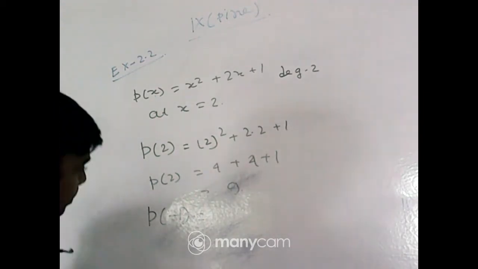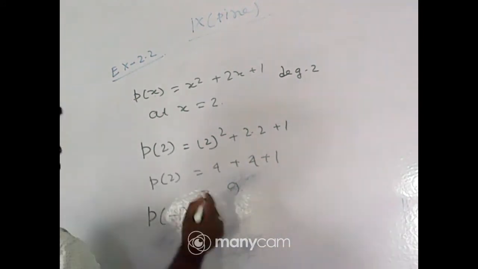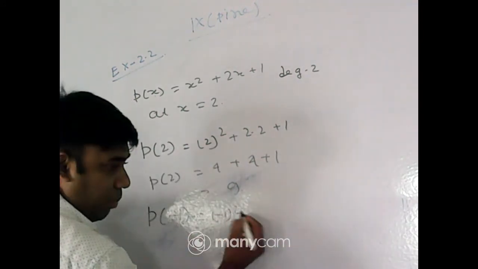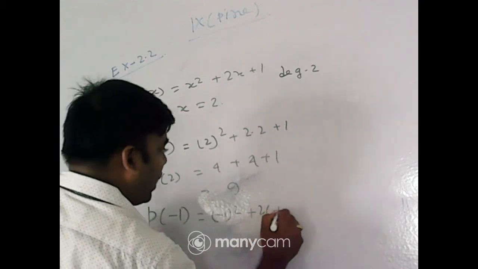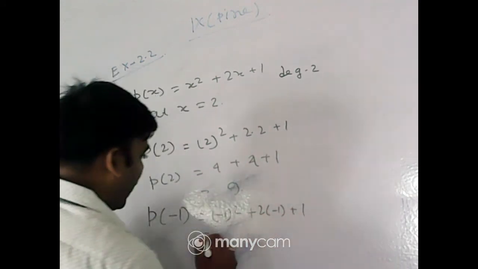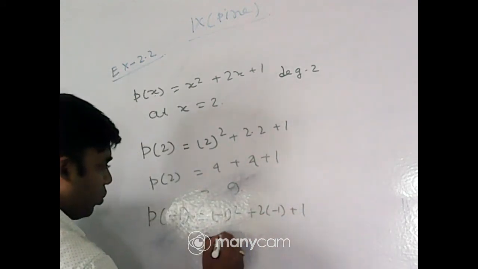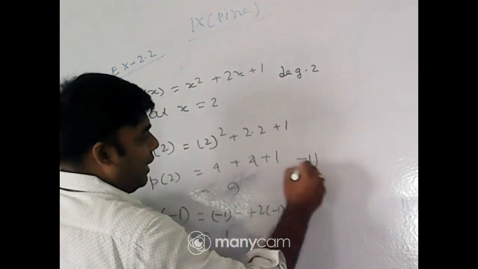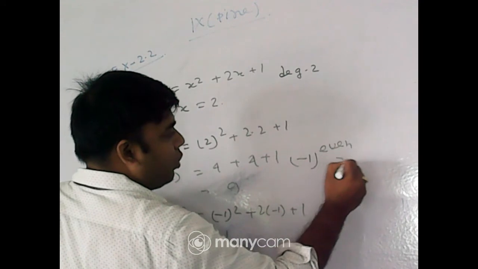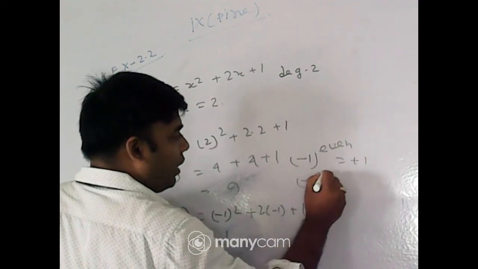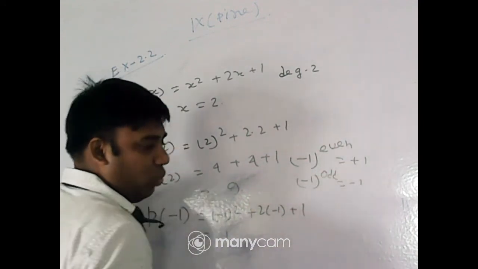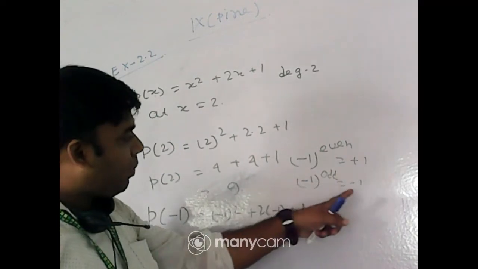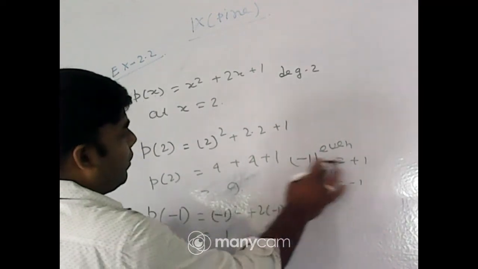Yes, P of minus 1. Who got it? Sneha. P of minus 1 means minus 1 square plus 2 into minus 1 plus 1. Minus 1 square, that is 1. Students, minus 1 to an even power will be plus 1, and minus 1 to an odd power will be minus 1.